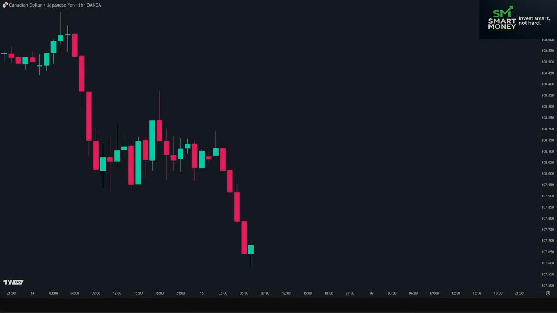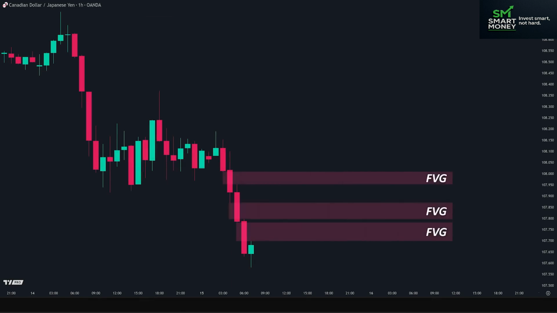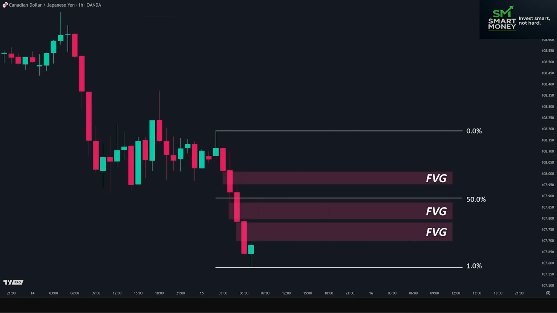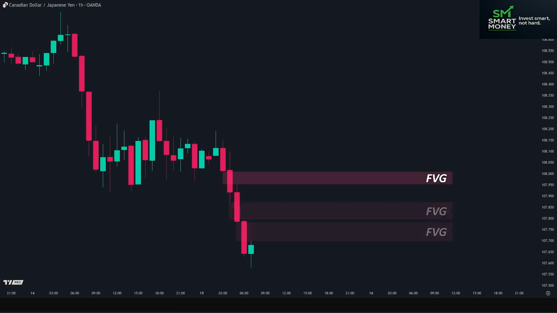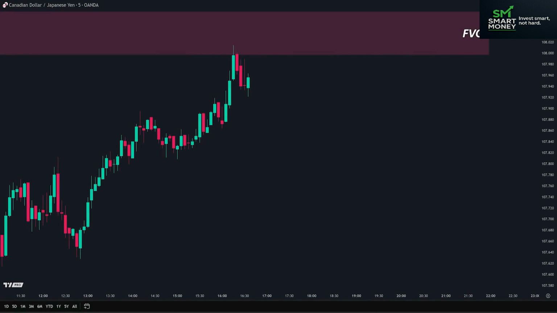Next, on the CAD-Yen 1-hour chart, we see a clear downtrend with multiple fair value gaps. But after applying the retracement tool, only one of these zones is a valid supply according to our rules. Once we mark our trading zone, we wait for price to retrace back into the area and then zoom into a lower time frame to execute the trade according to our plan.